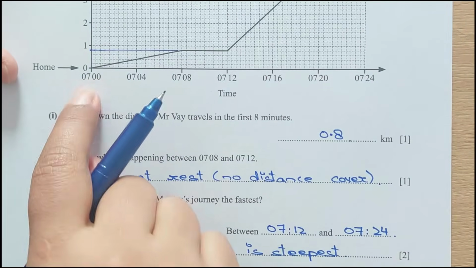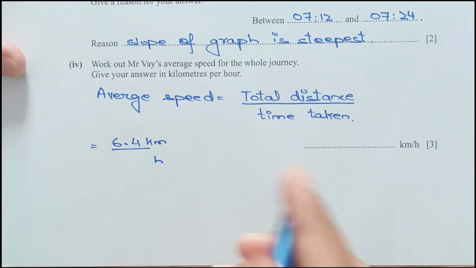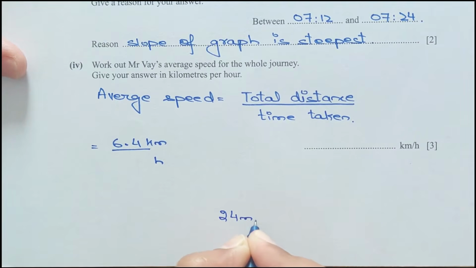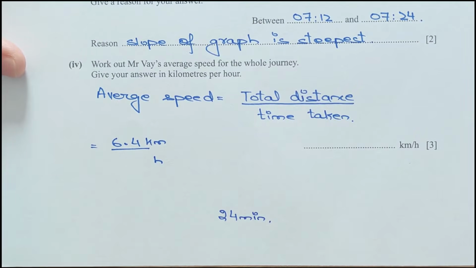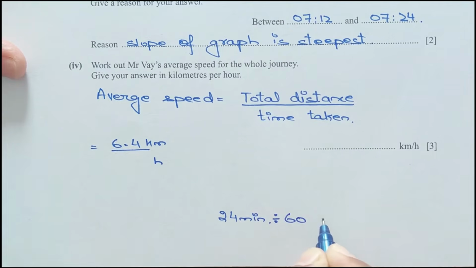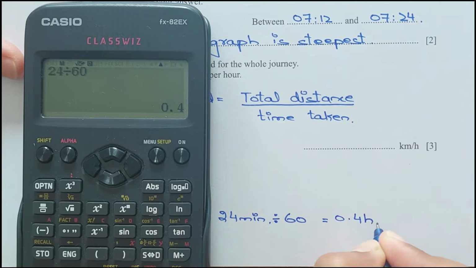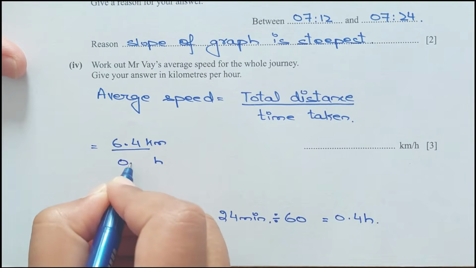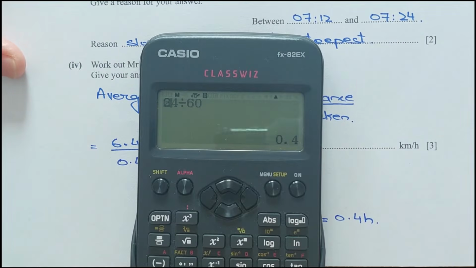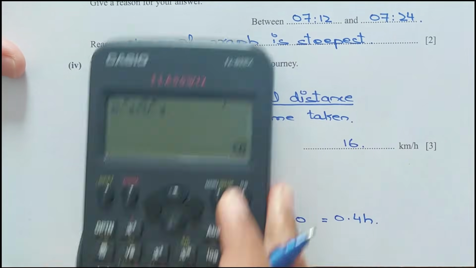6.4 kilometers is the distance, and per hour means we need to convert the time into hours. So the time is 7 to 7:24. So 24 minutes we have to convert into hours. We divide by 60 to convert minutes into hours, right? So 24 divided by 60 is 0.4 hours. So 6.4 divided by 0.4 is 16 kilometers per hour, the average speed of Mr. Wei's journey.